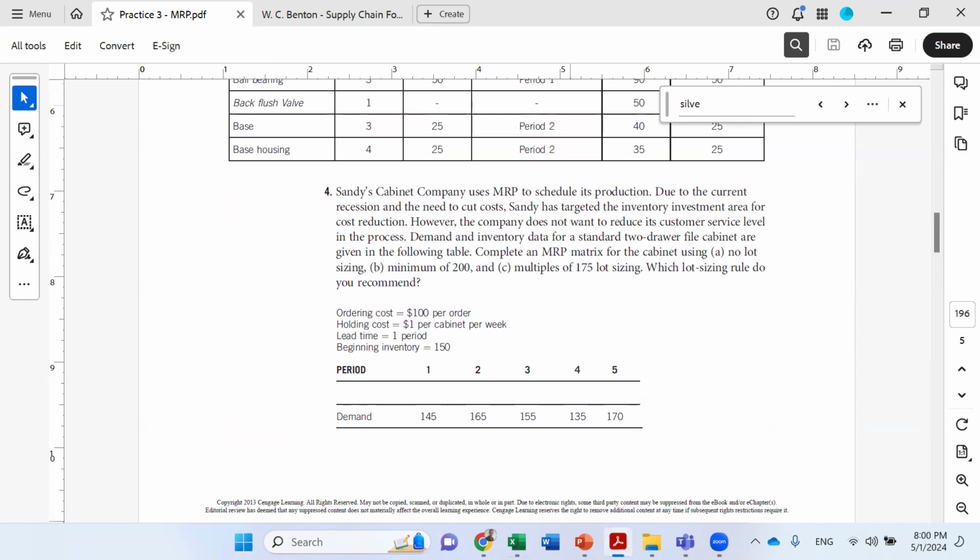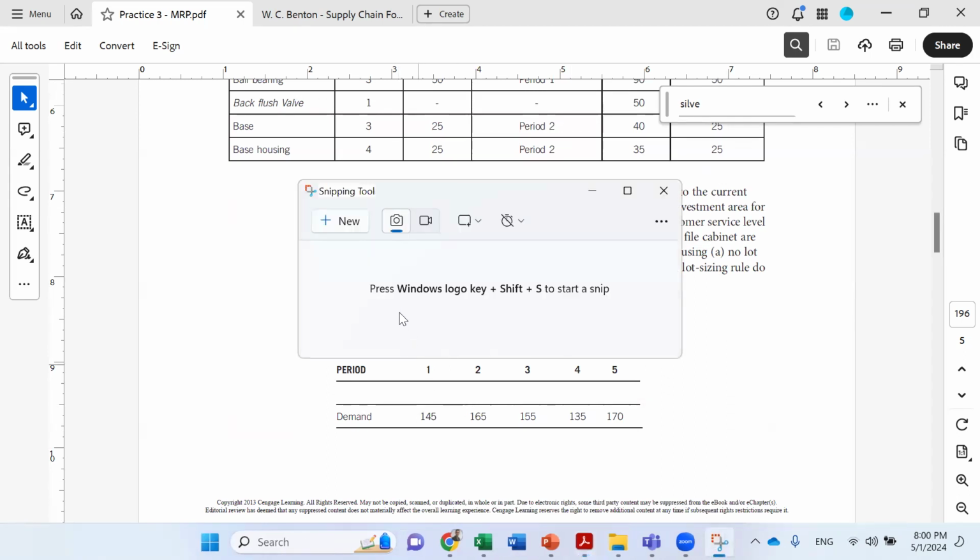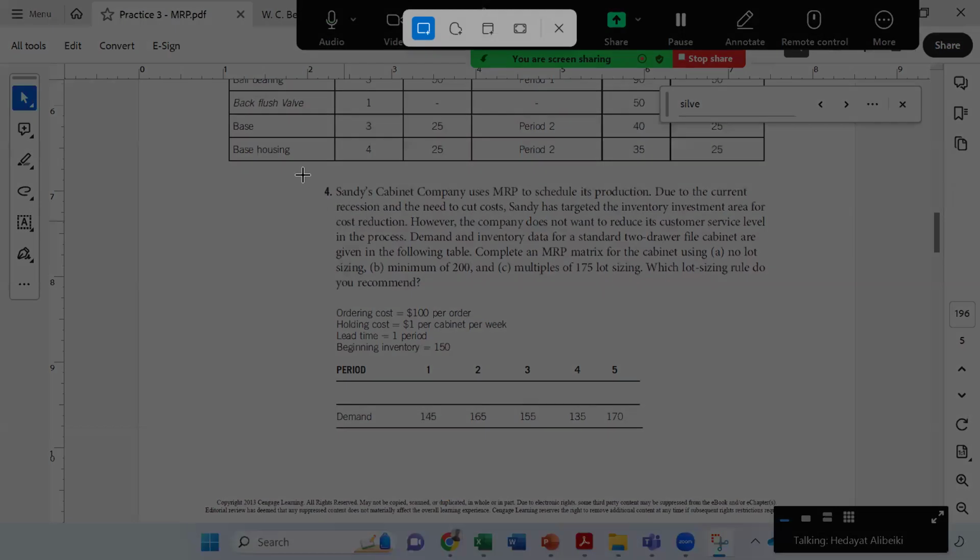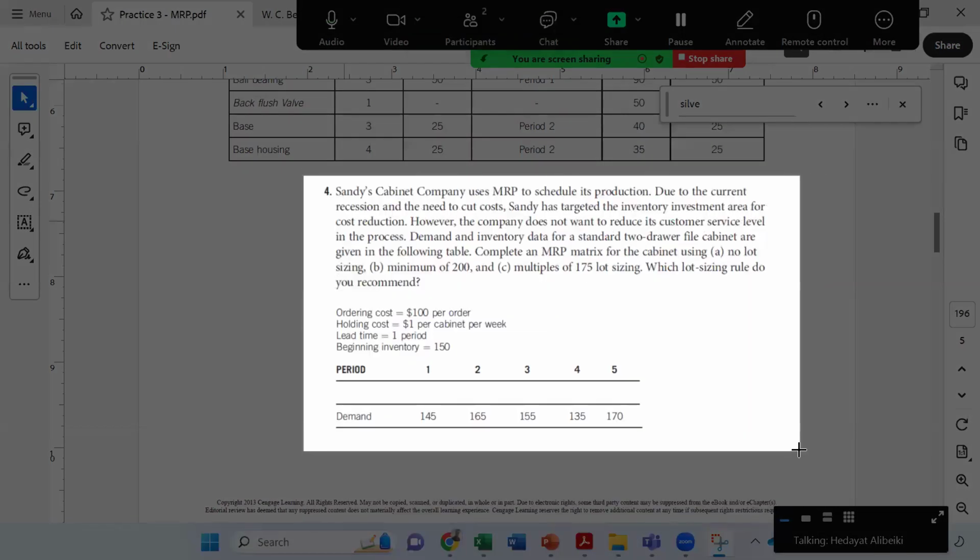The reason I'm looking at this is because we have some cost elements, and I can actually calculate EOQ as an example.